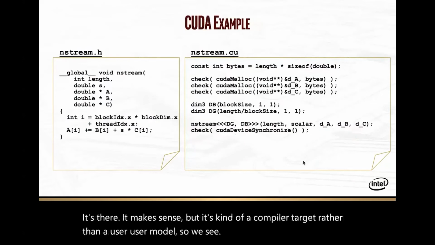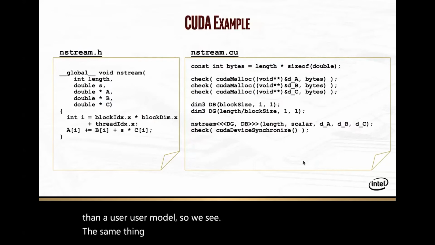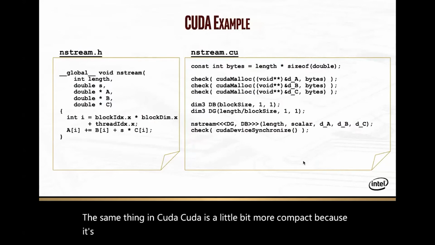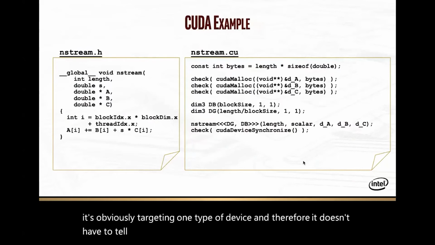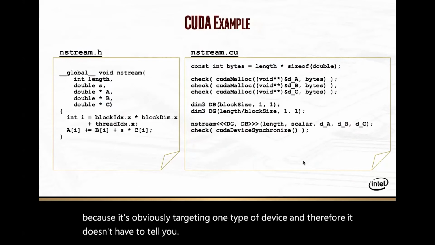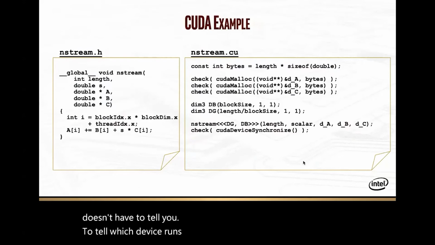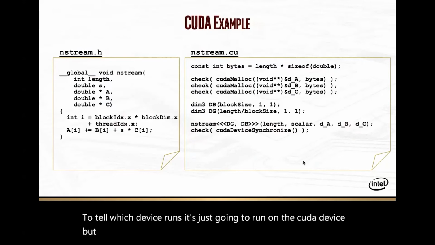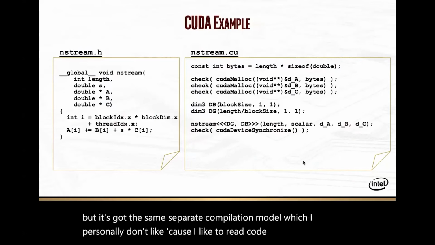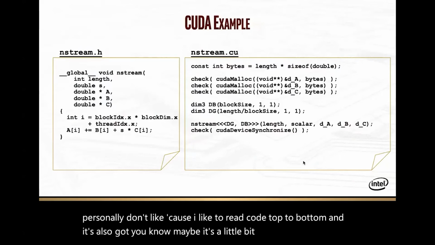CUDA is a little bit more compact because it's obviously targeting one type of device, and therefore it doesn't have to tell which device to run on. It's just going to run on the CUDA device. But it's got the same separate compilation model, which I personally don't like because I like to read code top to bottom. And it's also maybe a little bit explicit, and it's certainly not super C++ friendly in the traditional form, at least.